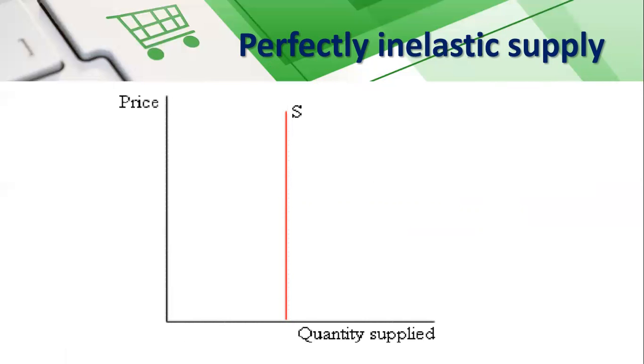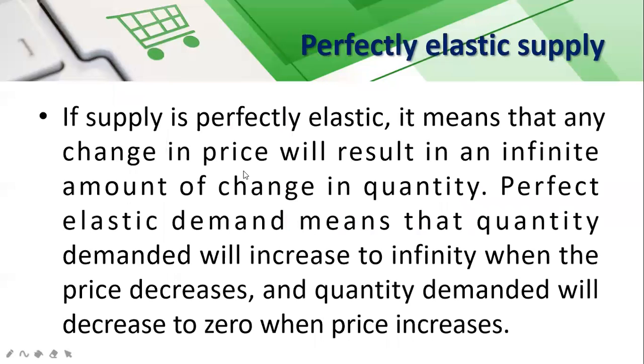Now, let's go to the next one. We also have perfectly elastic supply. If supply is perfectly elastic, it means that any change in price will result in an infinite change in quantity.